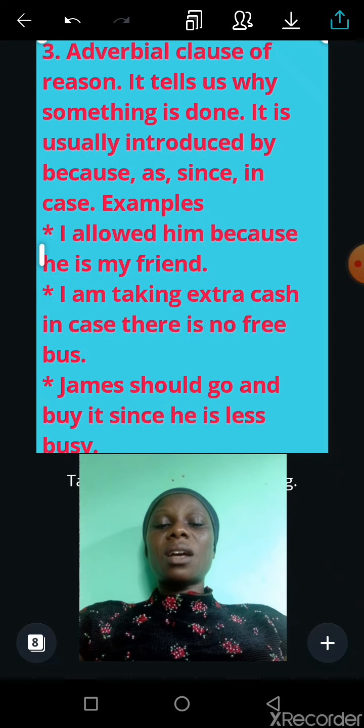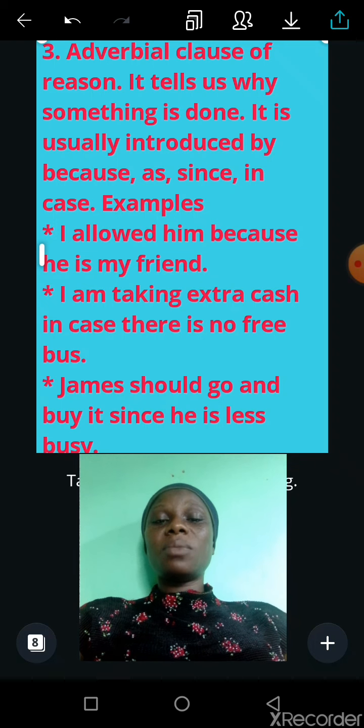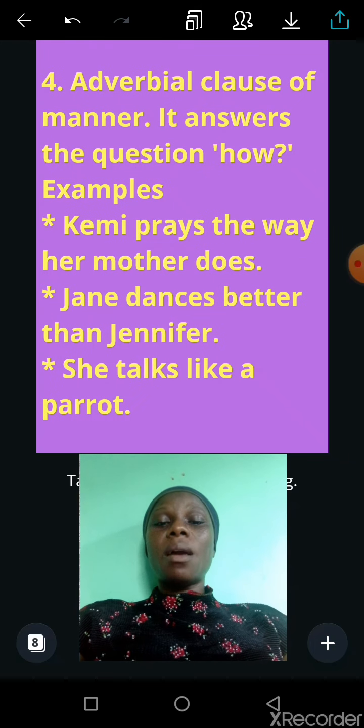I'm taking extra cash in case there's no free bus. In case there's no free bus is my adverbial clause of what? Reason. James should go and buy it since he's less busy. Since he's less busy is my what? Adverbial clause of reason. Why should James go and buy it? James should go and buy it because he's less busy. Or since he's less busy, he should go and buy it. So that's my what? Adverbial clause of reason. Since he's less busy.